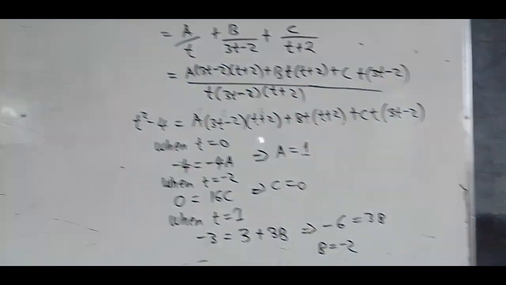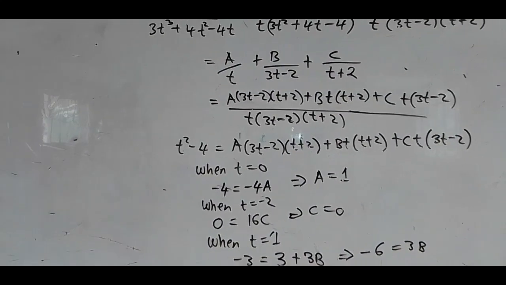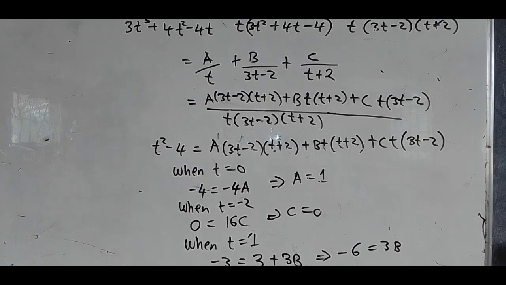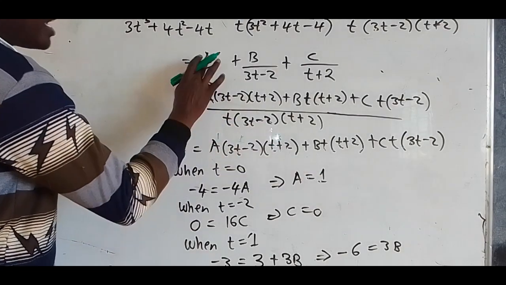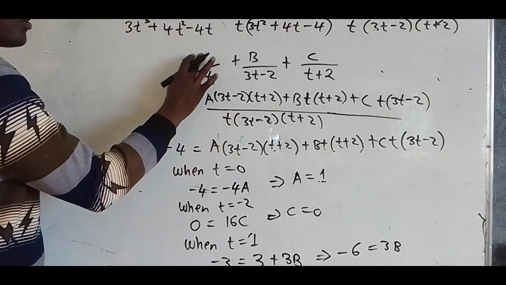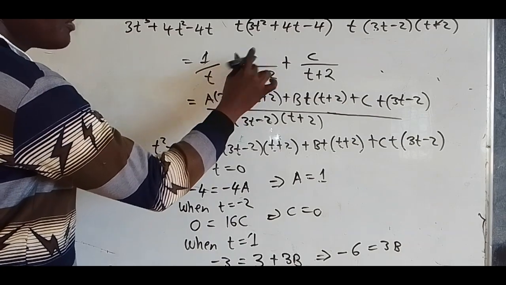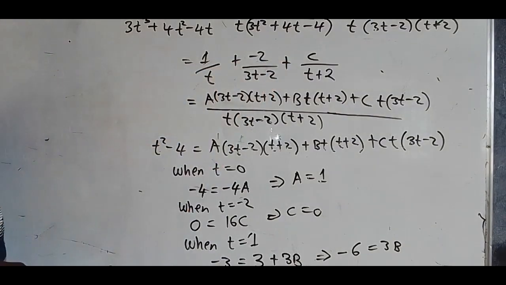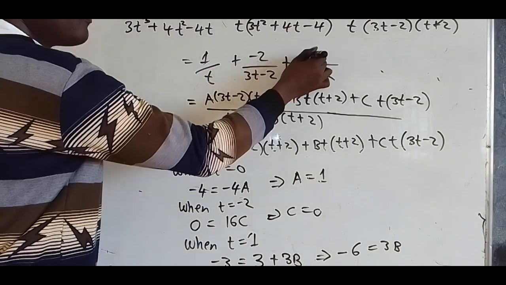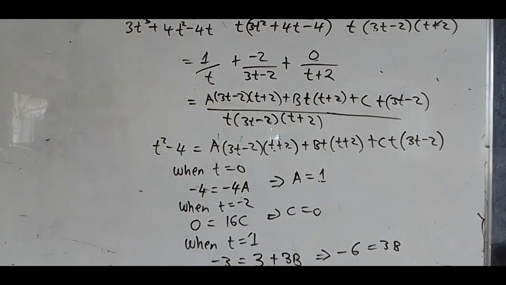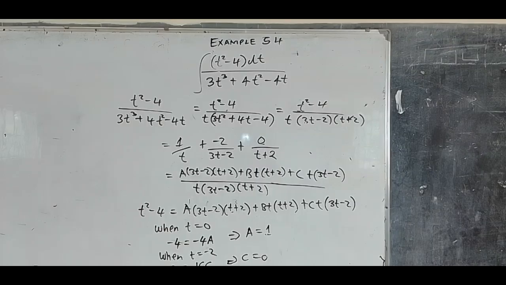Stick to this method because we've agreed that in the future everything you'll be doing will be partial fractions, isn't it? So start where there is A, put the value of A. We found A to be? Where there is B, put the value of B. We found B to be negative 2. Where there is C, put the value of C. We found C to be 0. So it means this term did not exist, isn't it? Yes. That is why we had our difference.